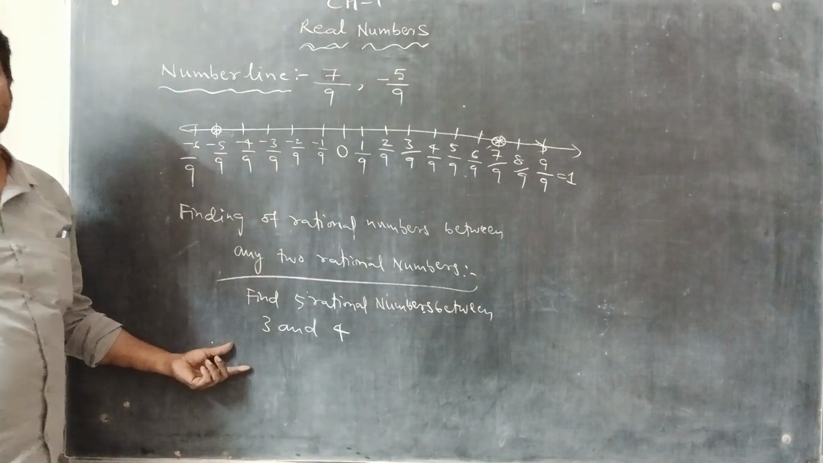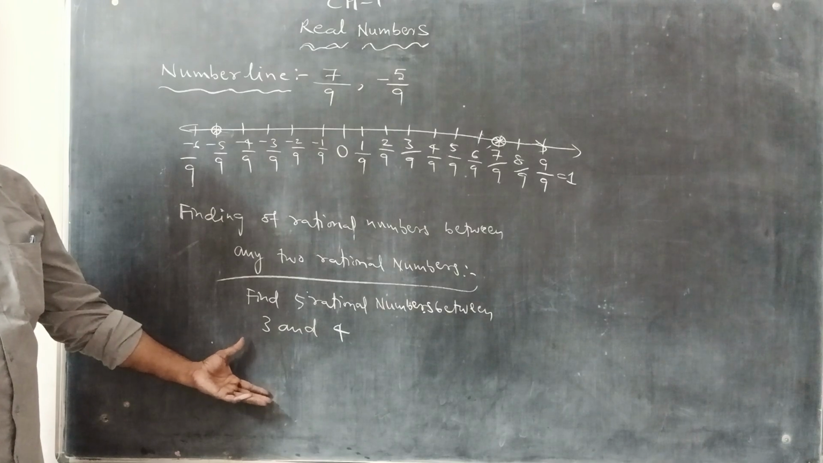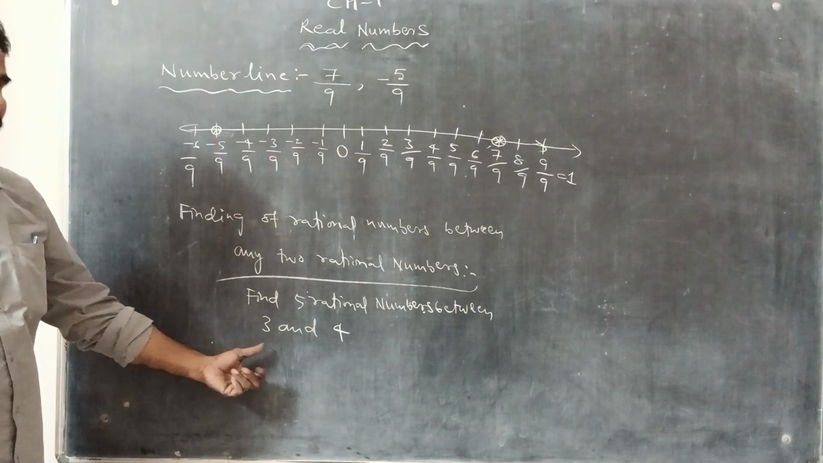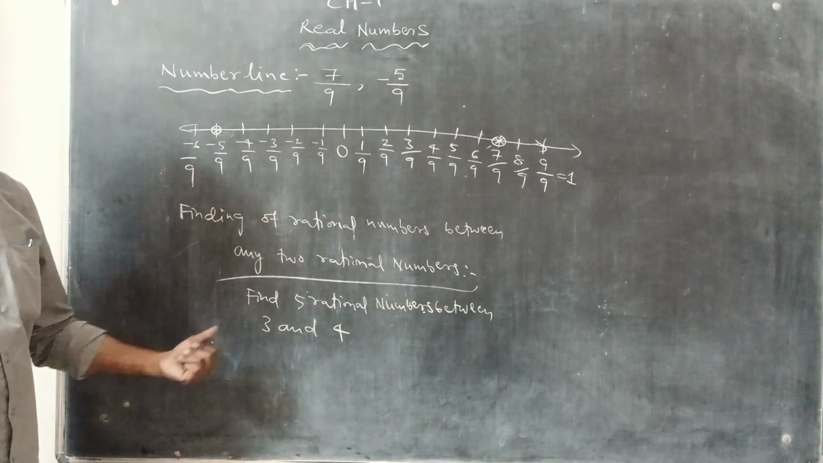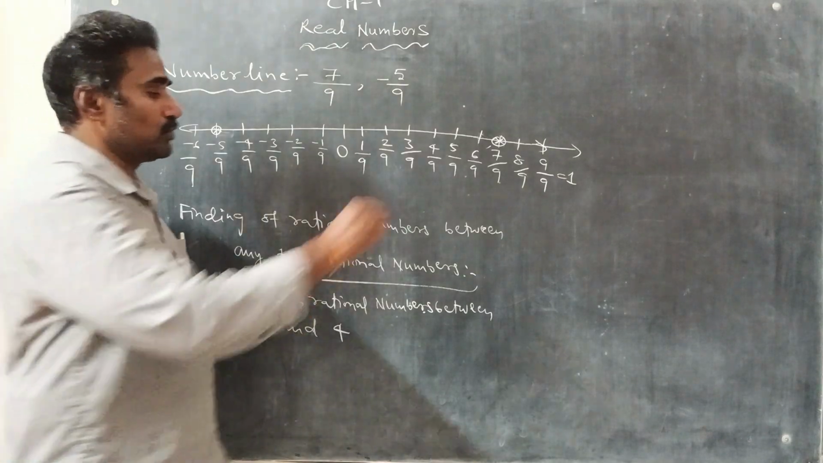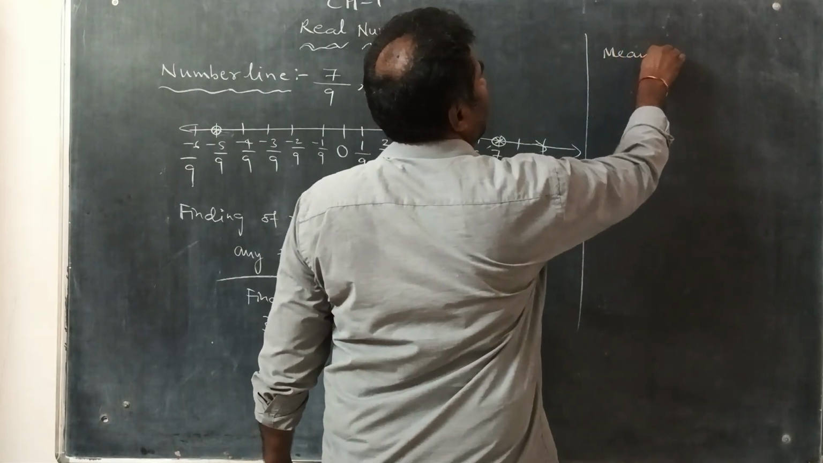Actually, between 3 and 4 there is no integer you can find. But coming to rational numbers, any number with 3 point something, with a decimal part, lies between 3 and 4. You can do this in two methods. The first one is the mean method.